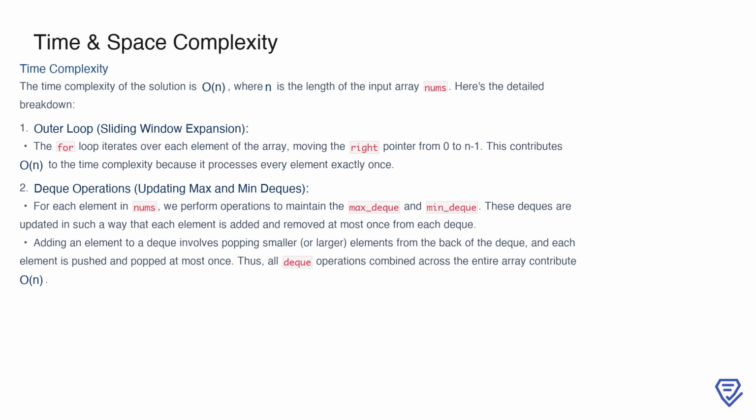Then, there's the deque operations, where we maintain two deques, max_deque and min_deque, to store indices of elements in a way that allows us to track the maximum and minimum values within the window efficiently. Each element is added to a deque and removed from it at most once. This means all deque operations combined across the entire array also contribute O(n). Together, these steps give us a cumulative time complexity of O(n) so far.